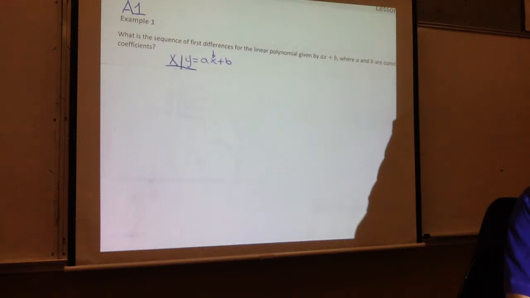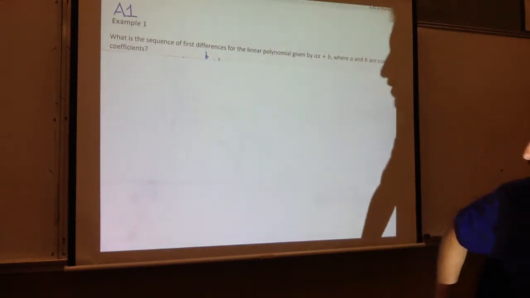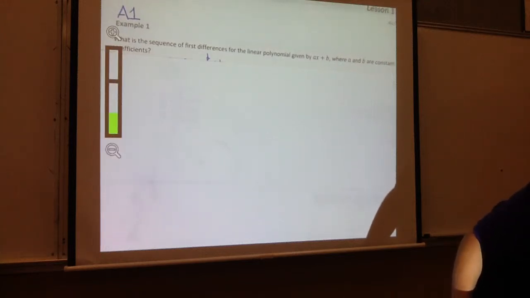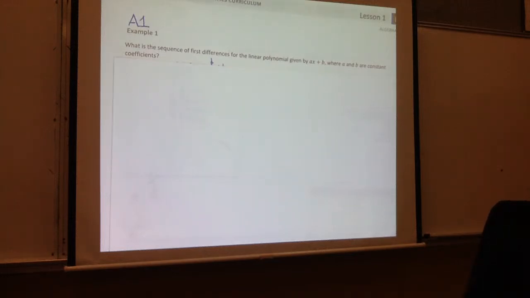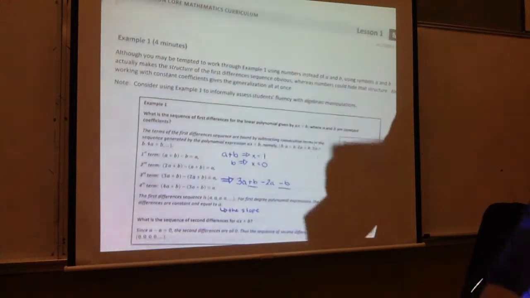Welcome to A1 Example 1. What is the sequence of first differences for the linear polynomial given by ax plus b, where a and b are constant coefficients? To begin, we start with the why.